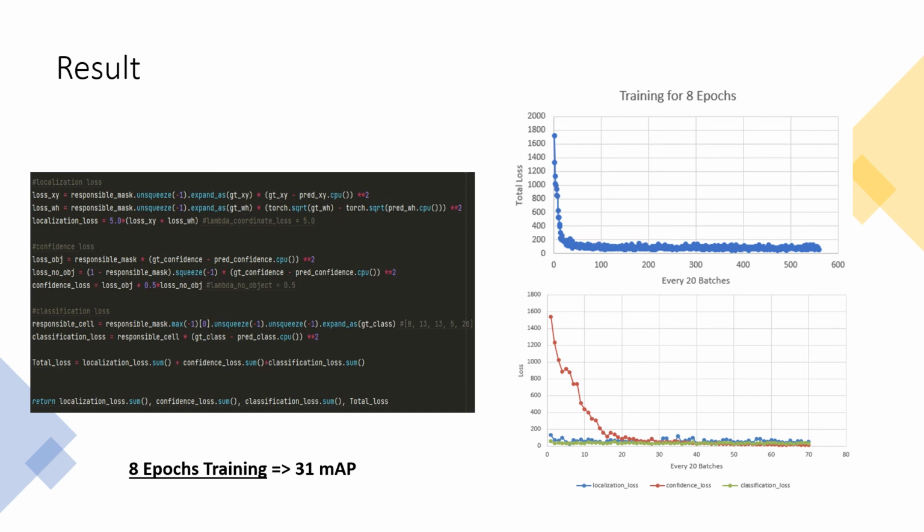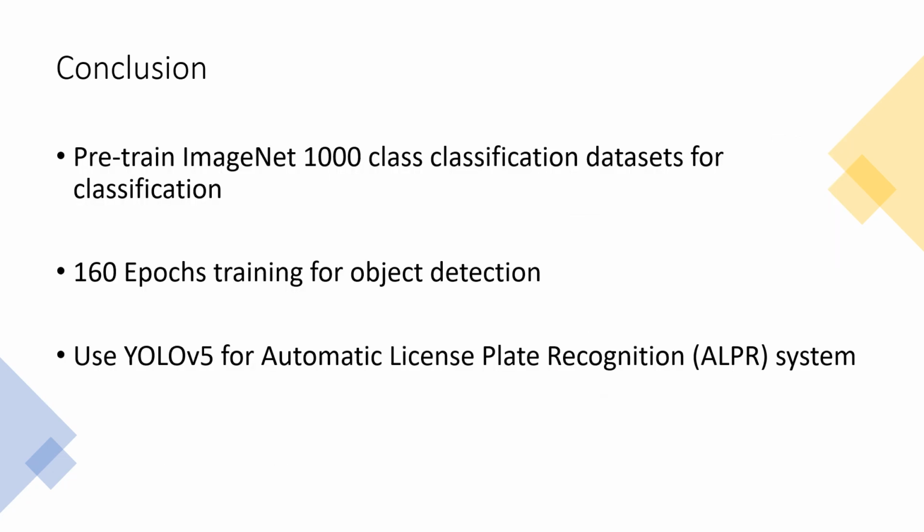My mAP, mean average precision, is around 31, which is quite low because YOLO version 2 has 73.4 mAP. The graph on the top right is the total loss during 8 epochs. I collected loss data every 20 batches, and fortunately the total losses decreased. Another graph shown below is the 3 different losses. The confidence loss decreased abruptly, and all the losses are converging to 0.